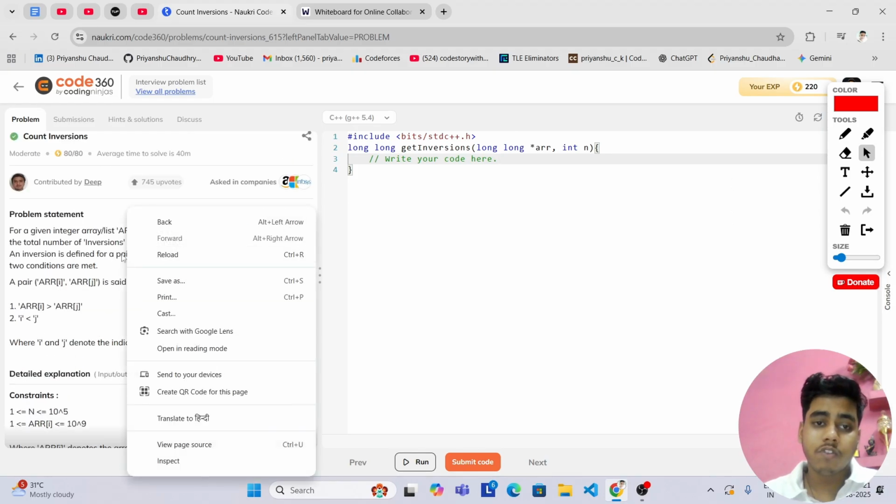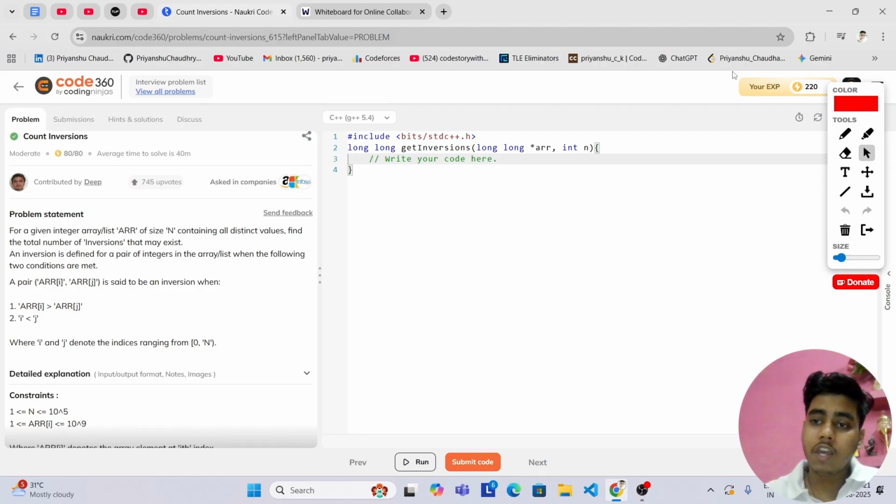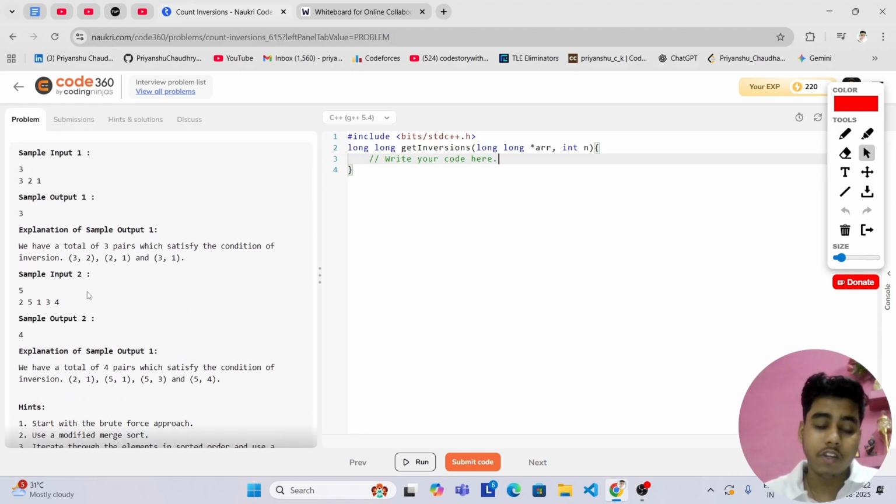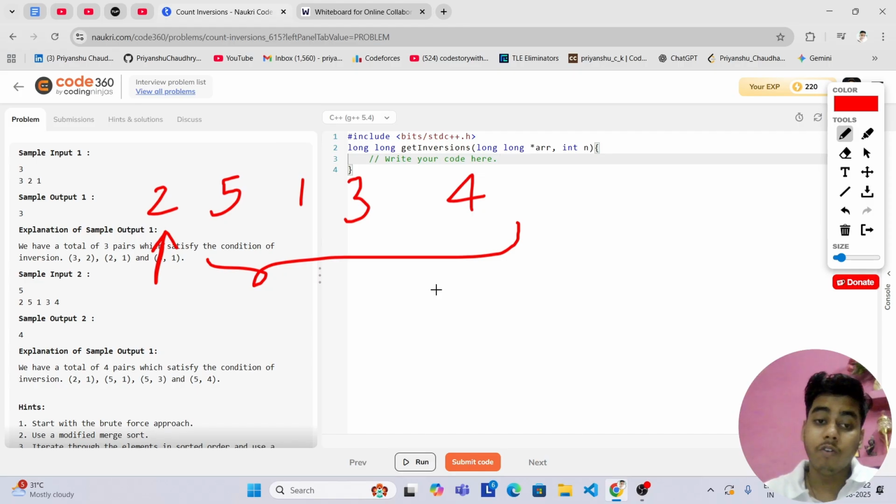So what can be the most brute force approach? The most brute force approach can be checking all the pairs. So suppose we are given the array 2, 5, 1, 3 and 4. We can check for all the pairs: if i is here, then we can take j from the next element, that is j equals i plus 1, to the end, and we can check which pair satisfies the condition that array of i is greater than array of j. All right, and similarly we will keep iterating i up to the end and check the condition.